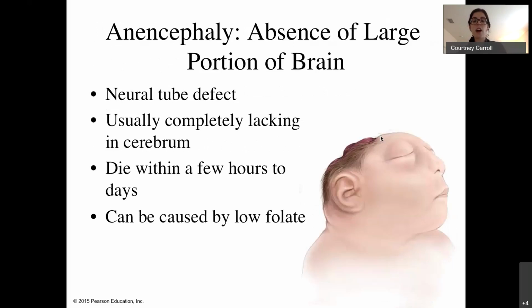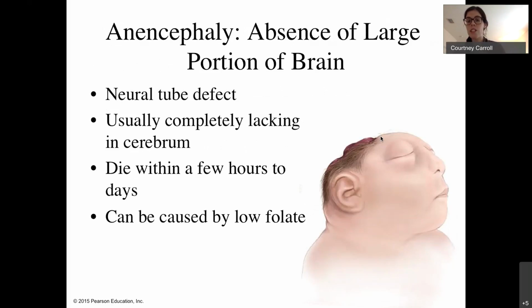Another issue that's caused by low folate is with the other end of the neural tube. So the spina bifida, the tube doesn't close all the way. In anencephaly, the bulb part doesn't form on the end of the tube, so you're not going to get full brain development. Anencephaly is the name for a bunch of disorders where there's an absence of a large portion of the brain. So these are children who are born.